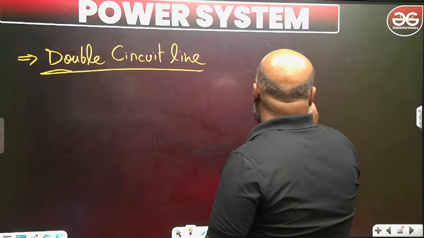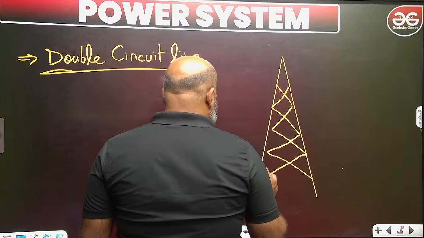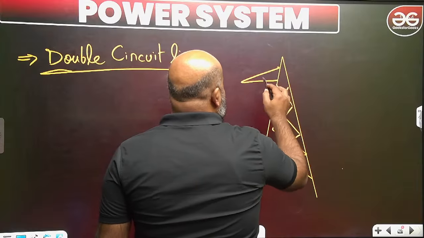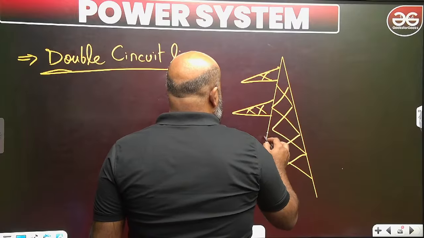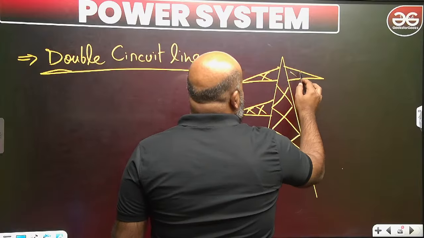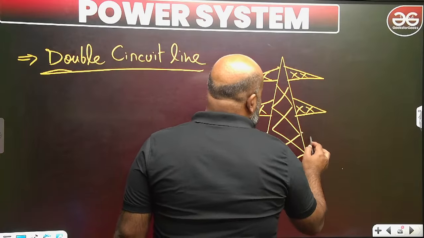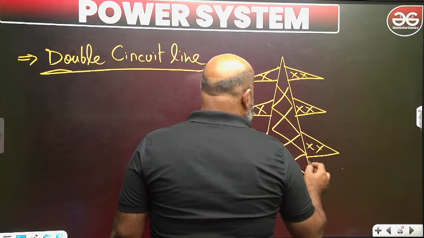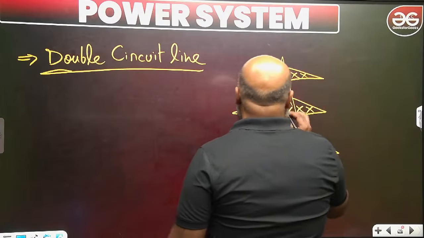Just see this. So this is a transmission tower having a double circuit line. Just see this. Suppose the conductors are going to be something like this.